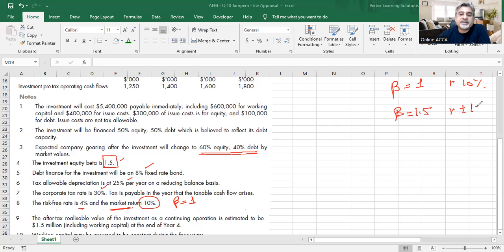Return should be more than 10% because this particular project is giving you a risk level which is more than the average market. Market is having a risk factor of 1. Your project is having a risk factor of 1.5. It's a riskier project. Therefore, your return should also be more. Maybe 12%, maybe 13%. We need to calculate that, and we can calculate that using the CAPM model, etc. Okay.